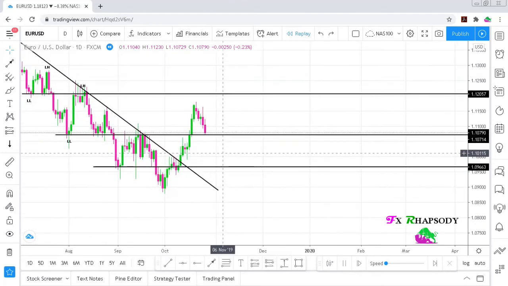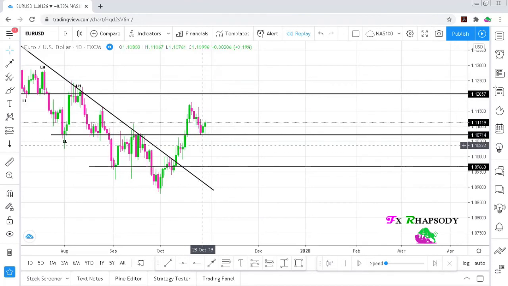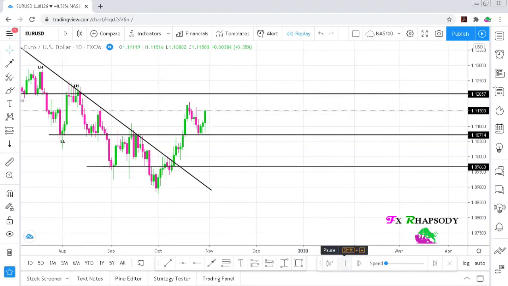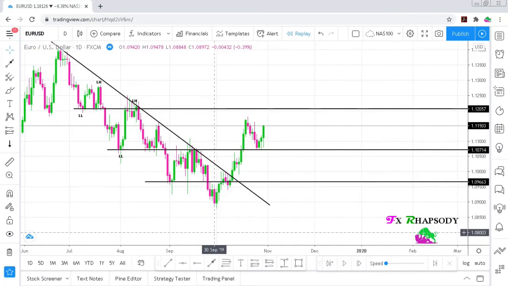And just look at how nicely price respects these previous support and resistance areas as well. So this is very crucial in your trading, and as soon as you learn how to draw them and look out for them, your trading will definitely improve dramatically. So this is all for today, guys. I hope this was insightful for you.